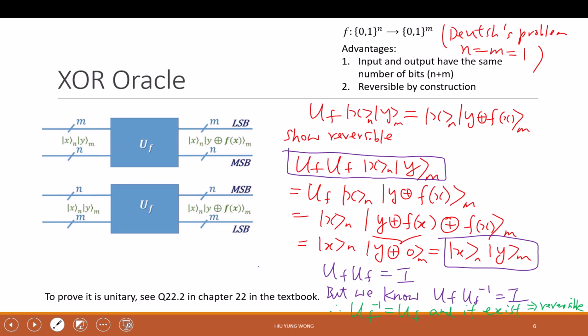But I do want to draw your attention: when I do f of x exclusive or y, do you think that we lose some information about f of x now? Or does the quantum oracle have all the information about f of x? What do you think? You lose information. Not just the output; the output I know, from looking from outside.